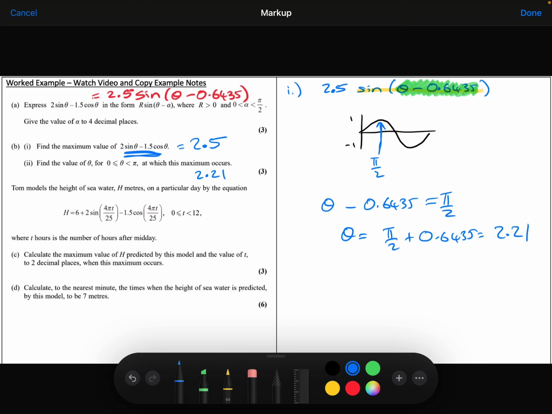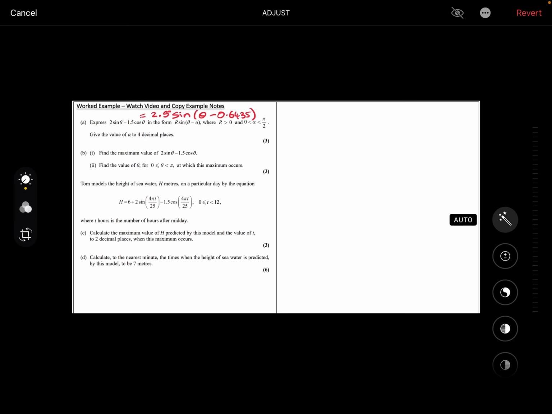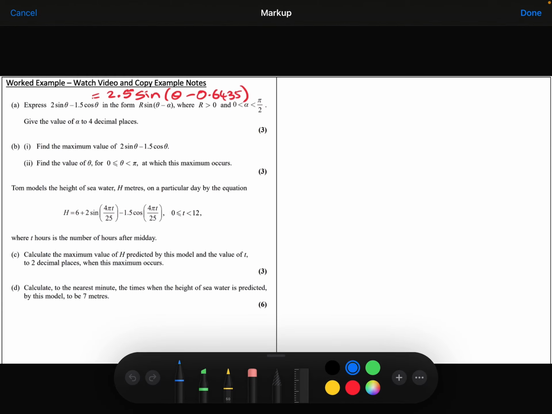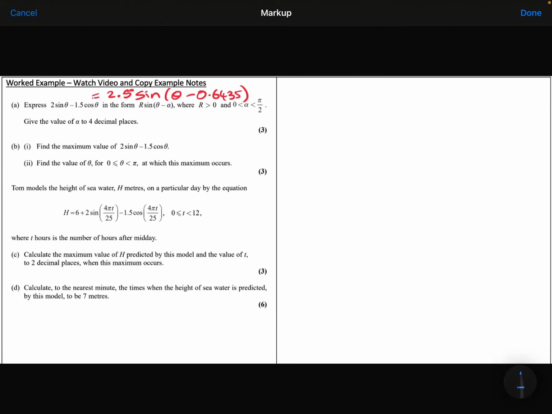Right, moving on to part C. Tom models the height of seawater h meters on a particular day by the equation h equals 6 plus 2 sine 4 pi t over 25 minus 1.5 cos 4 pi t over 25.